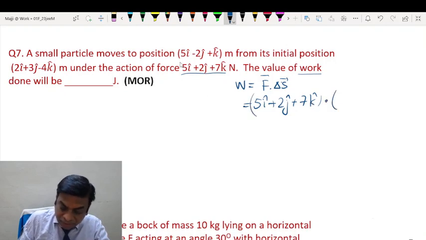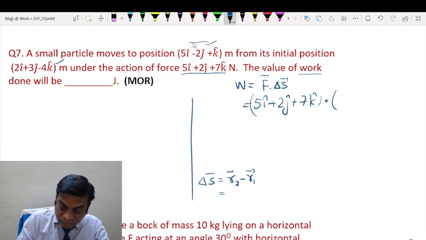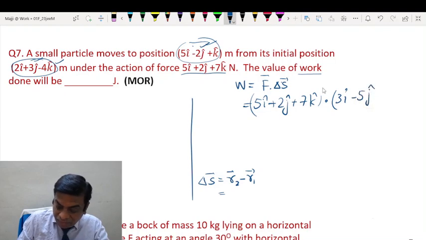And displacement: you can see this is the initial position, this is the final position. You know that displacement vector is the position vector of final point minus position vector of initial point. Okay. So what is the position vector? Position vector of final point is this, whereas position vector of initial point is this. So from final you will deduct initial. Okay. So 5i minus 2i is 3i cap. Then minus 2j minus 3j is minus 5j cap. And plus k cap minus of minus 4k cap is 5k cap.